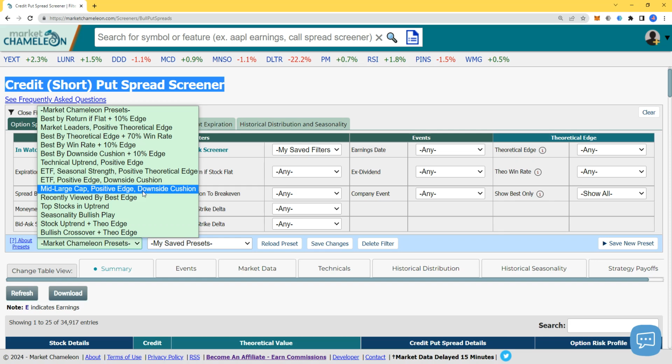Let's say the stock is $100. You win if the stock goes up. Okay, so that's one option. You win if the stock doesn't go anywhere. Okay, that's the second option to win. And you win if the stock even goes down, but only until your put credit spread expiration.